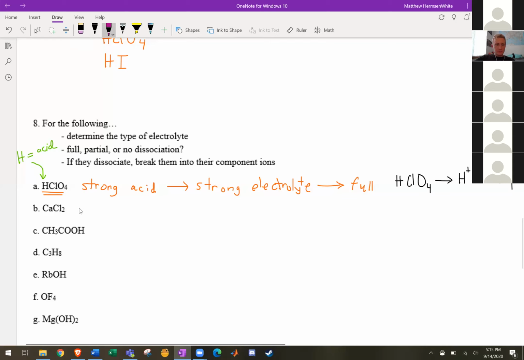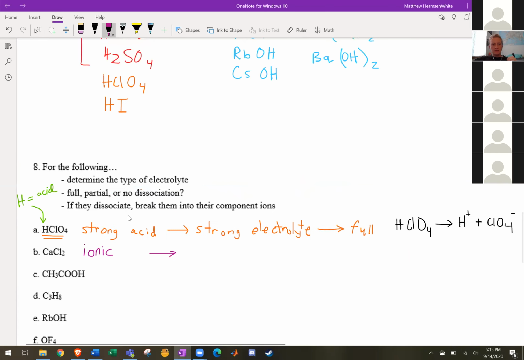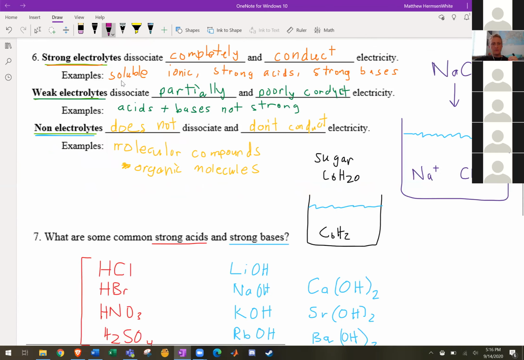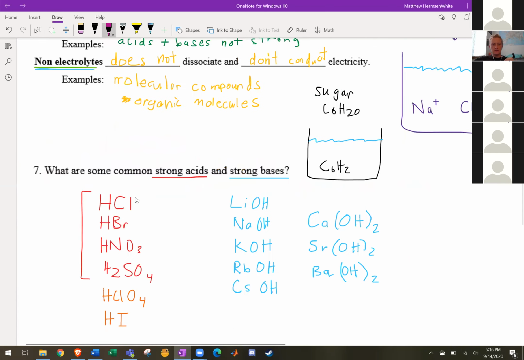So CaCl2, this would be an ionic compound. And we know that because calcium is a metal and chlorine is a nonmetal, therefore it's ionic. Now, again, I mentioned we haven't talked about solubility yet, so let's just assume for now this one is soluble. And we'll discuss solubility on Wednesday. I just don't want to overload you guys today.